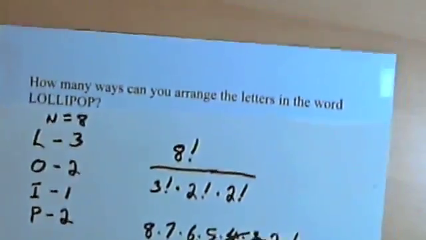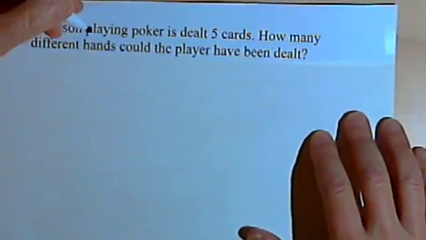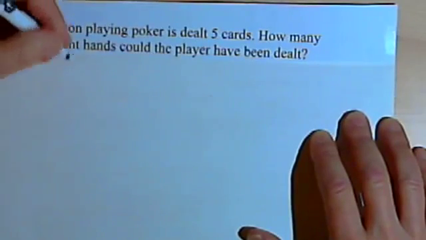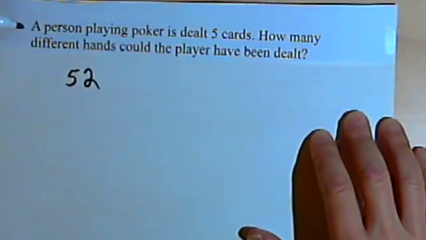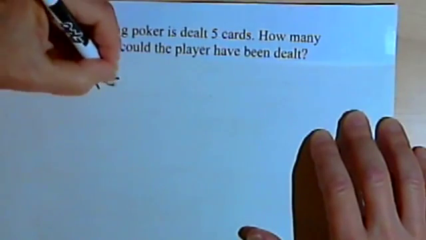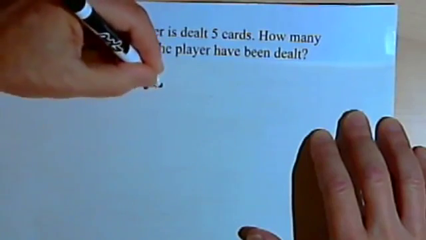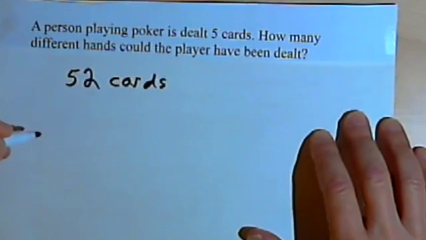And let's do one more. A person playing poker is dealt 52 cards. How many different hands could the player have? Okay, so a deck of cards, we'll assume there's no jokers in this deck. The deck of cards has 52 cards. The player is dealt 5 cards.